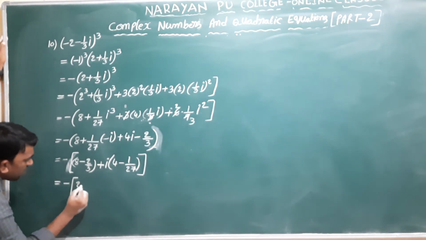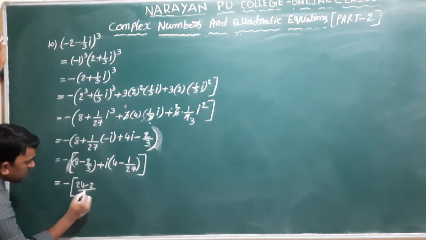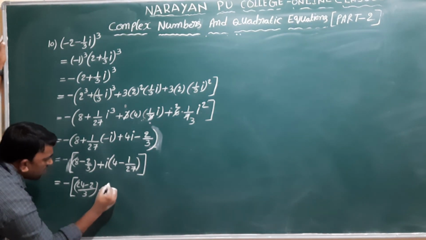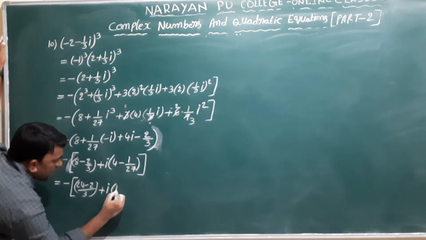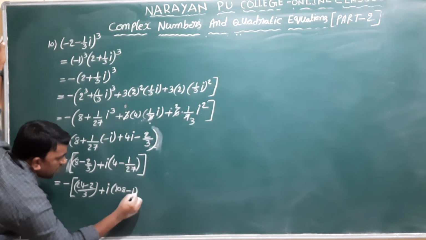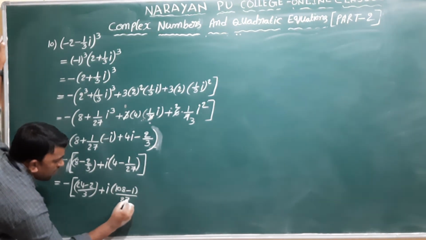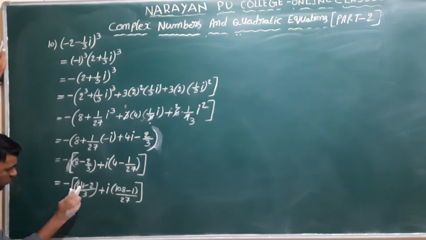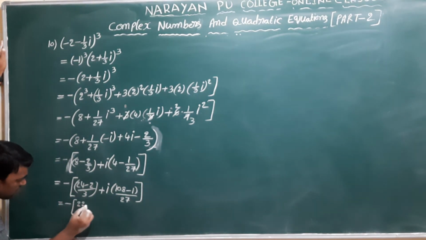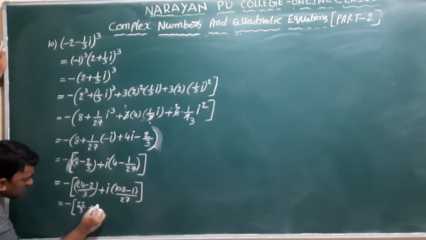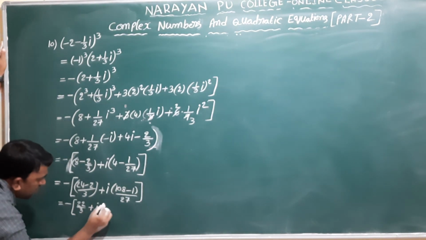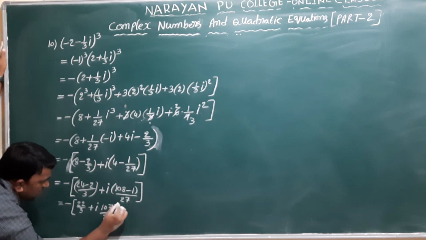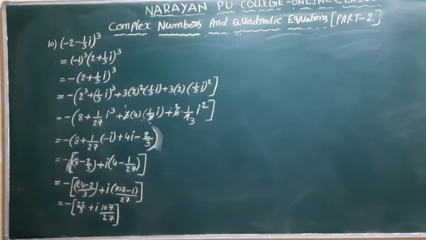LCM is 3, 24 minus 2 by 3 is the real part, plus i into 4 into 27 is 108 minus 1 divided by 27. So finally it is 24 minus 2 is 22 by 3, plus i into 108 minus 1 is 107 divided by 27. That is in the form of a plus ib.